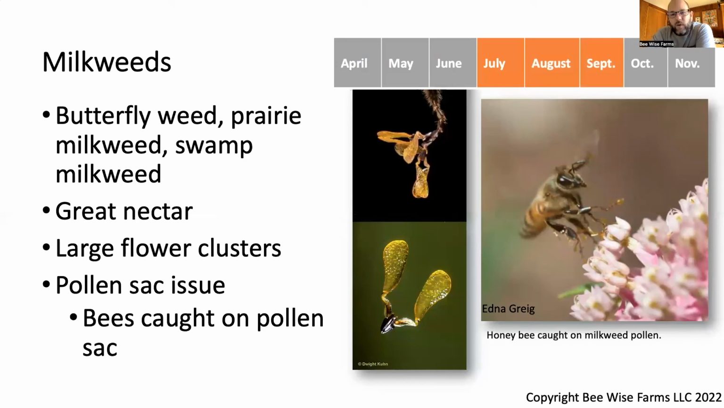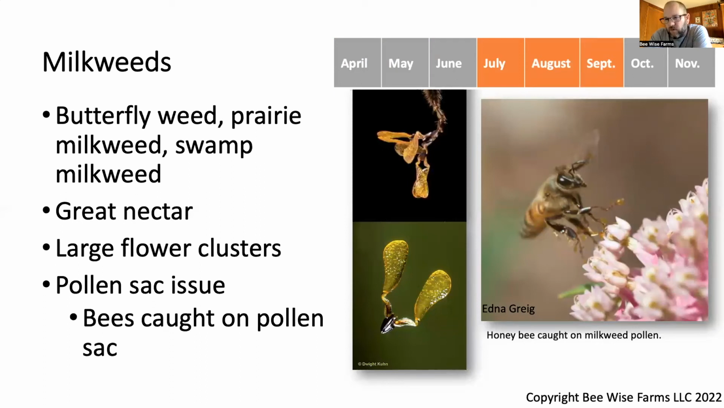Milkweeds. So milkweeds we tend to see from July to September in the northern climate areas. There's a lot of different milkweeds out there. They are great nectar sources, have lovely fragrance to a lot of them, and large flower clusters that they provide.